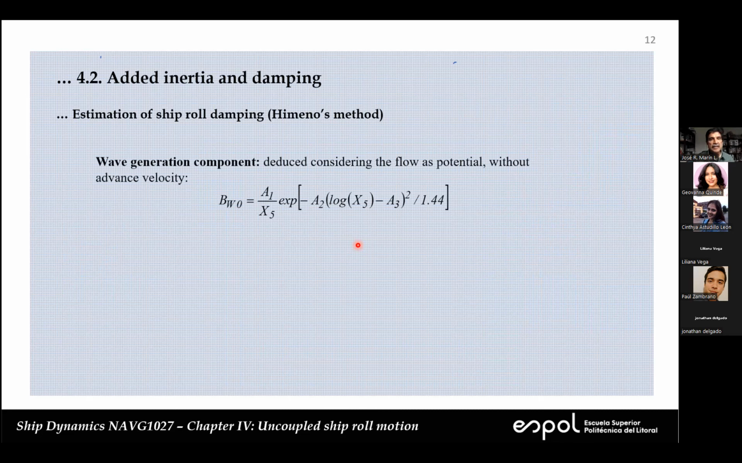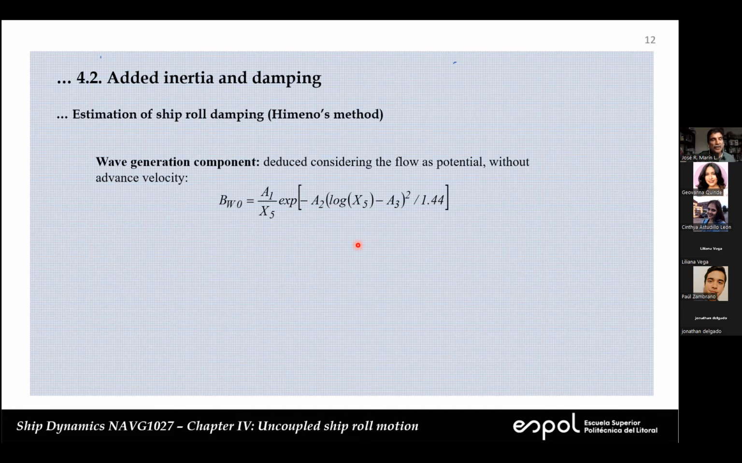So they presented this formulation. A1 divided by X5 exponential and all of that. It's an extremely strange formulation, divided by 1.44. Don't ask me why it is not 144 instead of 133. What they did was generate a lot of information and try to fit a curve on this information. Basically, that's what they did.